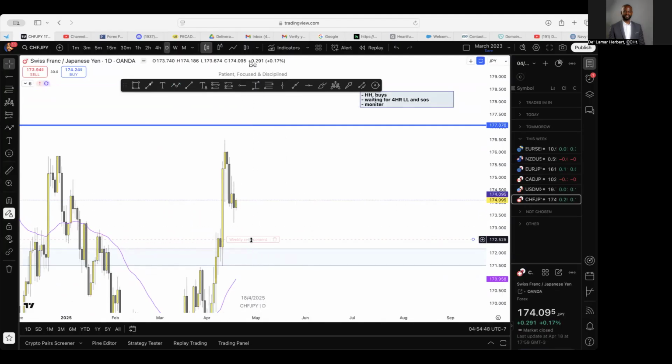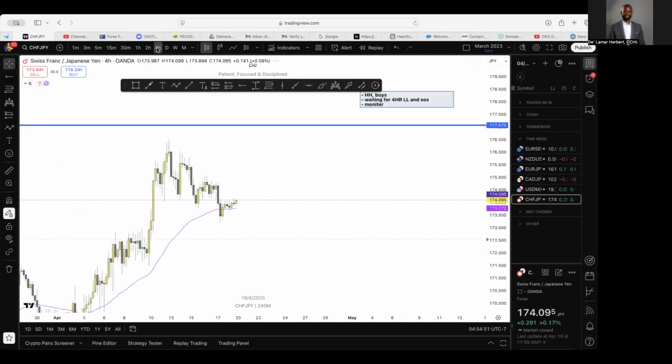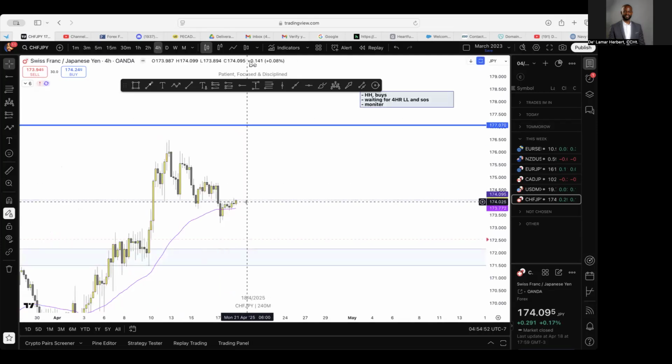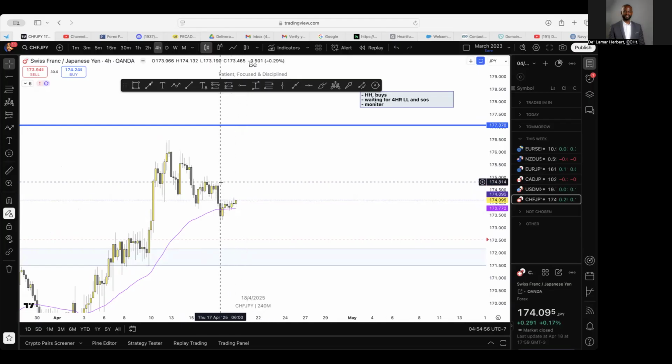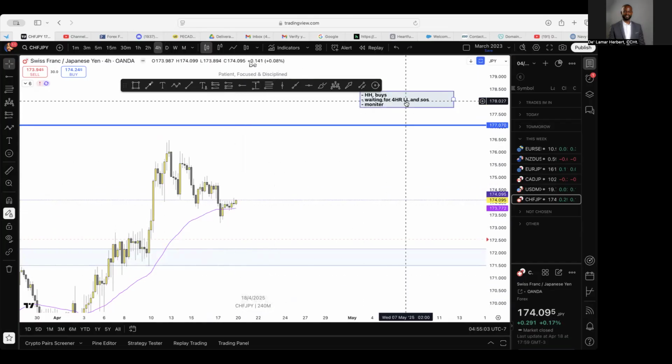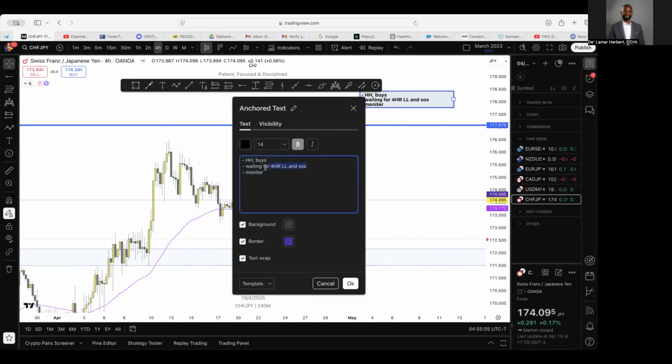What we're looking for more is a weekly retracement. So I don't know why it says 4 hour. Yeah, because we're looking for more of a retracement. We can't have the shift right about here and look for buys. But we're just so far away from the area of interest that I would like to see a weekly retrace. That can happen this week. So I'm just going to put waiting for weekly retrace.